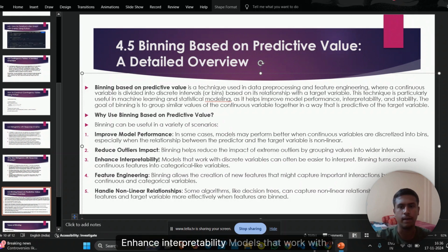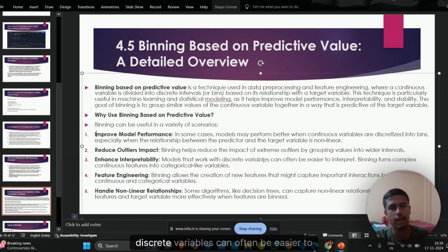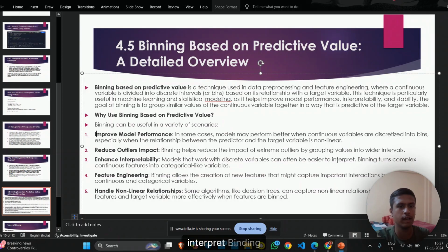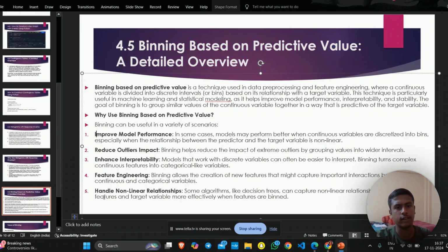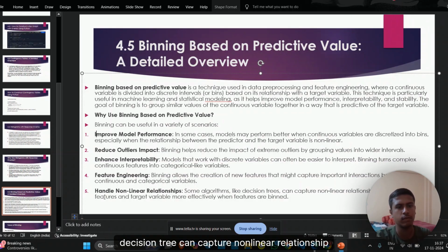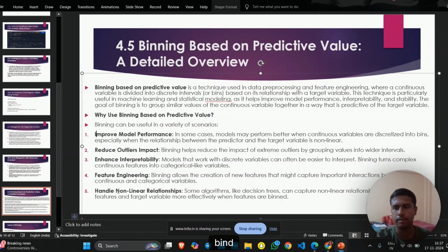Enhance interpretability. Models that work with discrete variables can often be easier to interpret. Binning turns complex continuous features into categorical-like variables. Feature engineering. Binning allows the creation of new features that might capture important interactions between continuous and categorical variables. Handle non-linear relationships. Some algorithms like decision trees can capture non-linear relationships between the feature and target variable more effectively when features are binned.